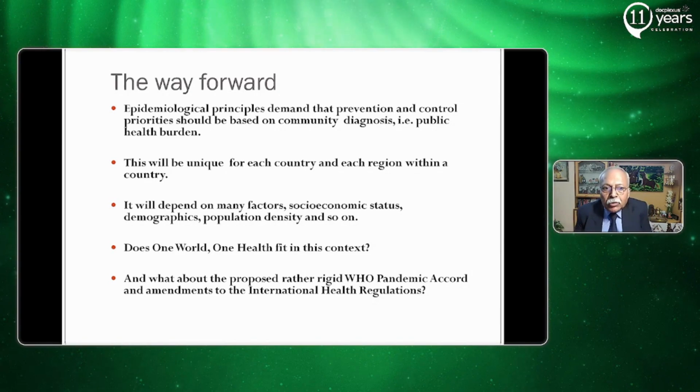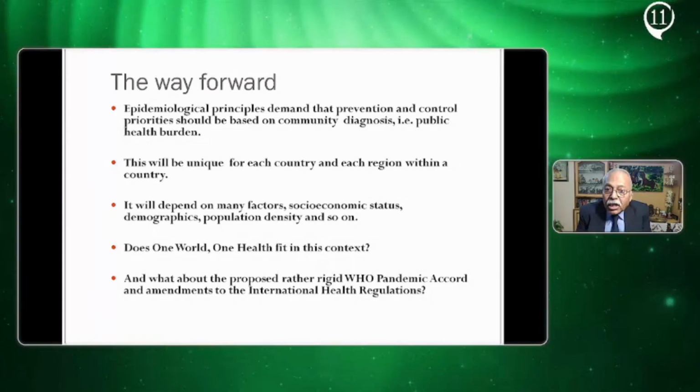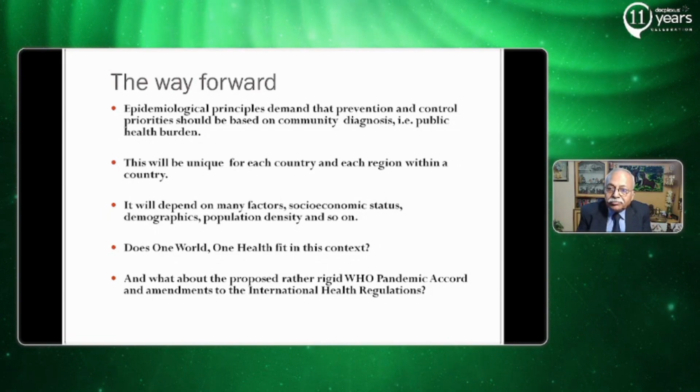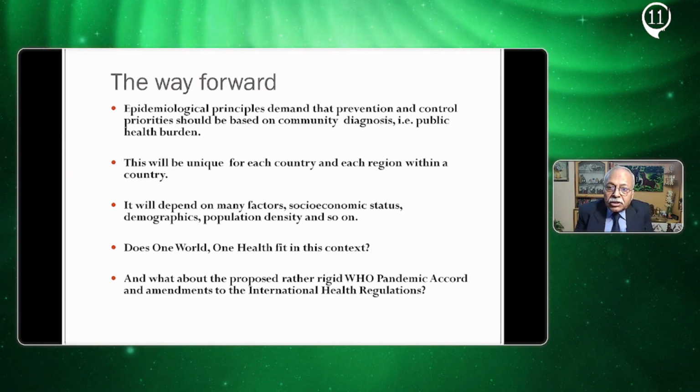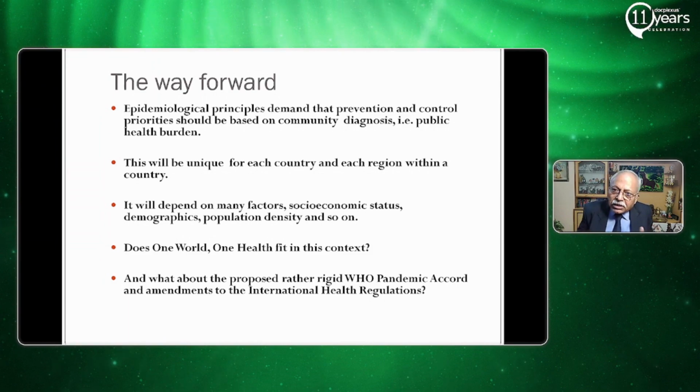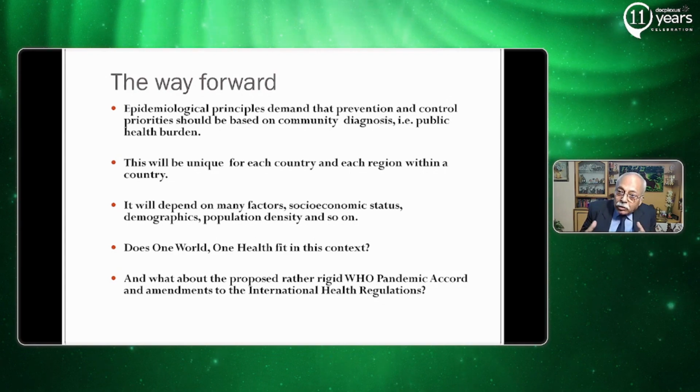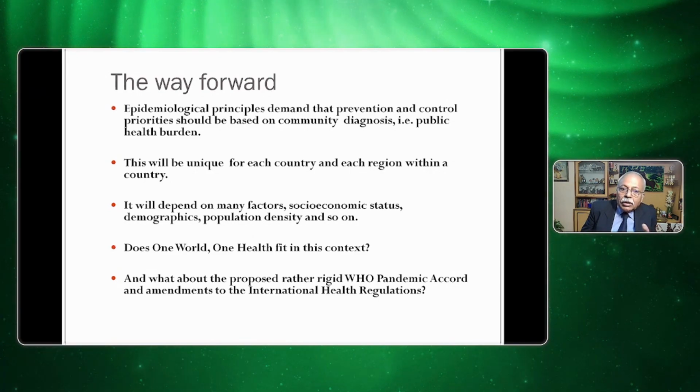The way forward: epidemiological principles demand that prevention and control priorities should be based on community diagnosis, that is, public health burden. I have given some of the burden in one slide. There are many burdens. This will be unique for each country and each region within a country. Even in a country like here, regional variations are there: different geography, different climate, different year. It will depend on many factors: socioeconomic status, demographics, age profile, population density, and so on.